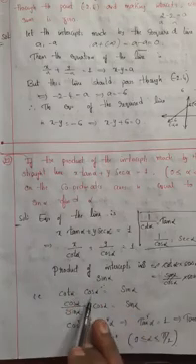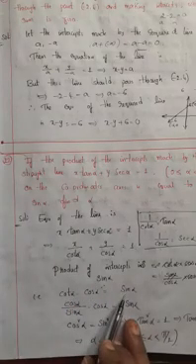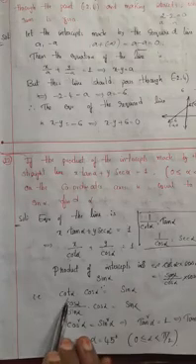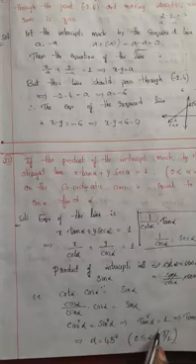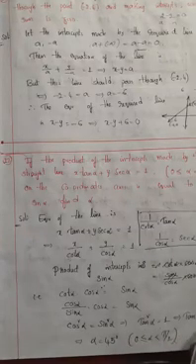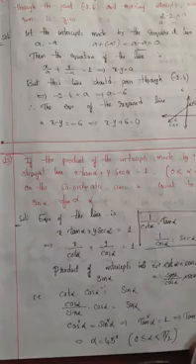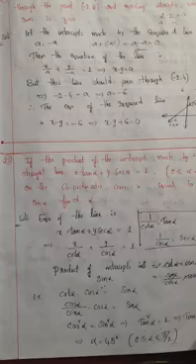Cot alpha into cos alpha is equal to what is given? Sine alpha is given. So cot alpha is cos alpha by sine alpha, that is cos square alpha is equal to sine square alpha, and tan square alpha is equal to 1. Tan alpha may be plus or minus 1. When do you get it? Tan 45 is 1 and tan 135 is minus 1. Just now we have seen in the previous question, right?